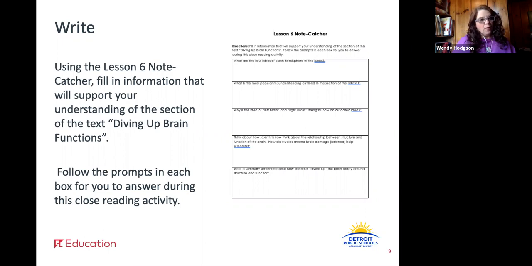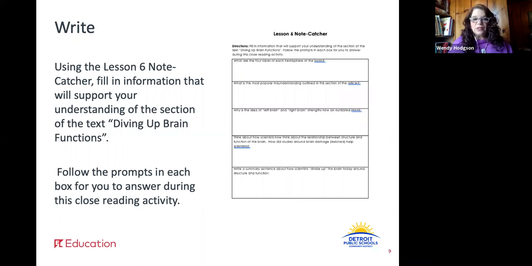So there were about 4 paragraphs. It's at the top of page 2 of the article. And again, the text that you're focusing on for this note catcher is just the section titled Dividing Up Brain Functions. And I'd like you to follow each of the prompts in your note catcher, use your pencil, and write in the information that it's asking for. And sometimes you can put it into your own words.